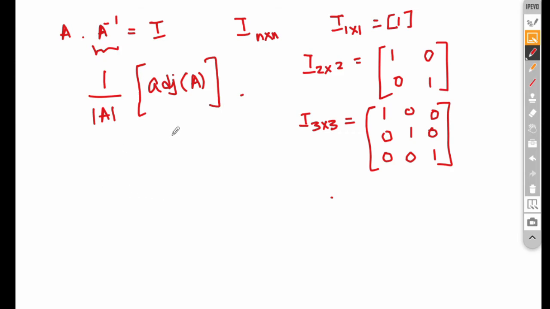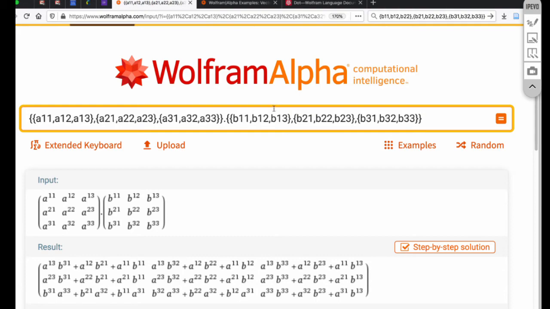This is feasible for matrices that are square in nature. For non-square matrices, there are other ways of determining their inverse, which we will not be dealing with. Why don't we take a quick look at how the inverse can be calculated using Wolfram Alpha. So let's pick some elements.